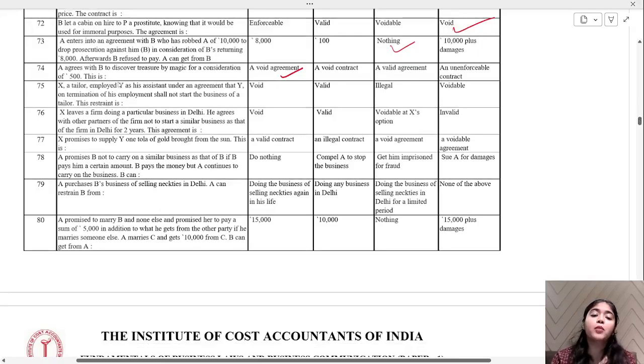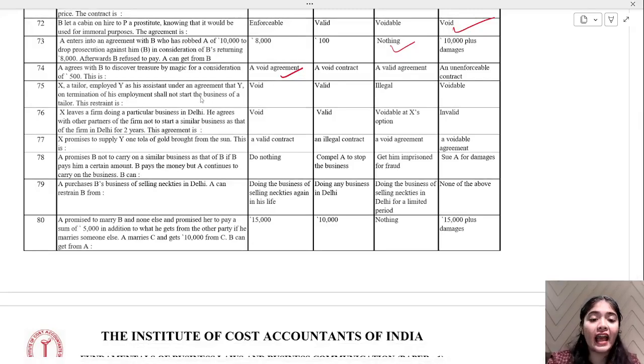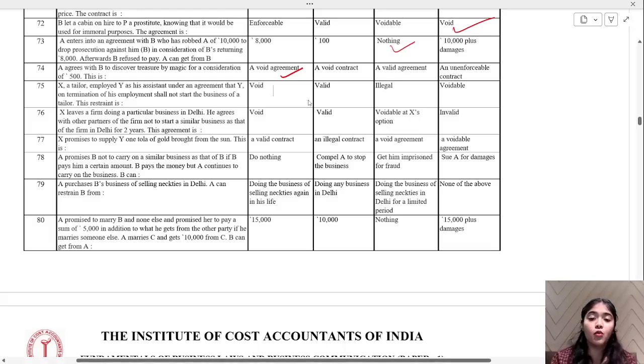X, a tailor, employed Y as his assistant under an agreement that Y, on termination of his employment, shall not start the business of a tailor. Now, again, this is restraint of trade, so that is going to be a void one.